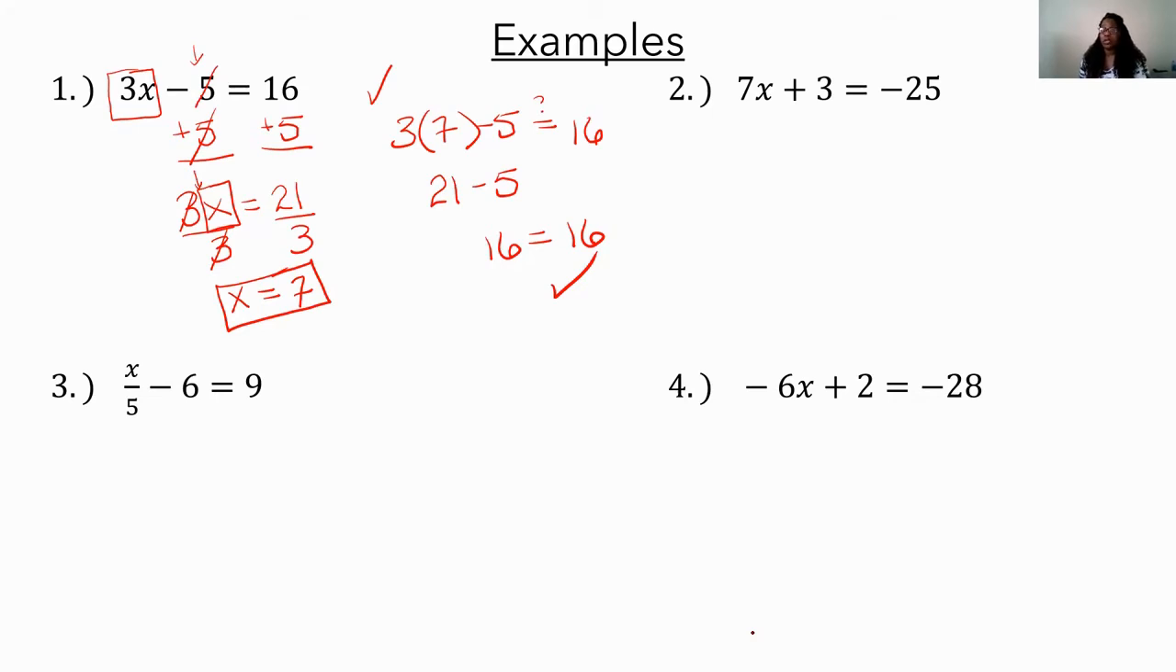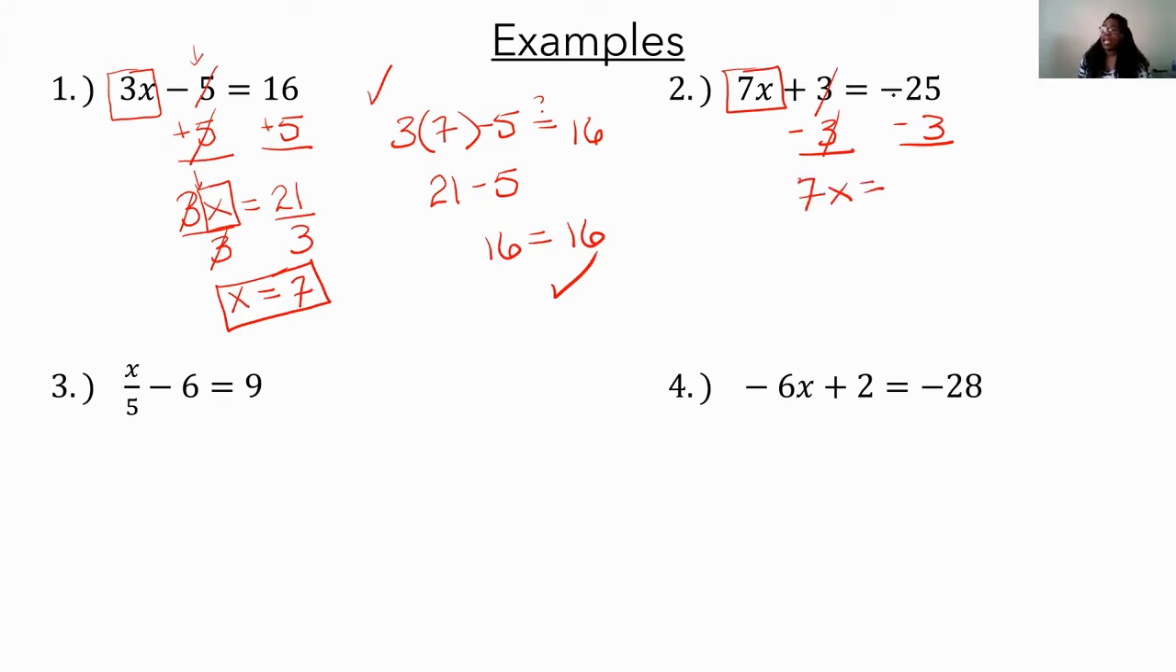So we look at number 2. We're going to do the same thing. We have 7x, and right now that 7 is with x. So we have the plus 3, and we have to do the inverse of plus 3. We're going to subtract 3 from both sides. So 3 minus 3 gives me 0, but we don't need the placeholder of 0, so we just leave it. But we are going to bring down our 7x.